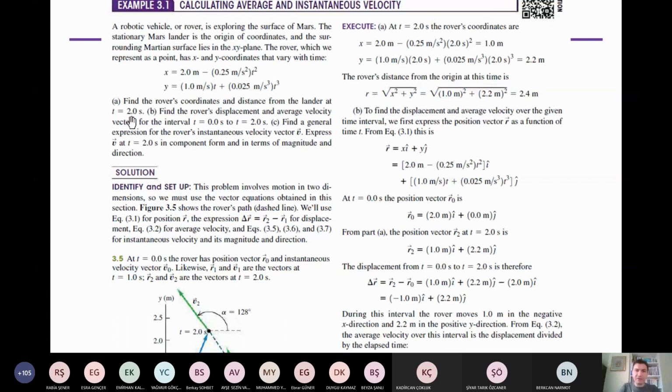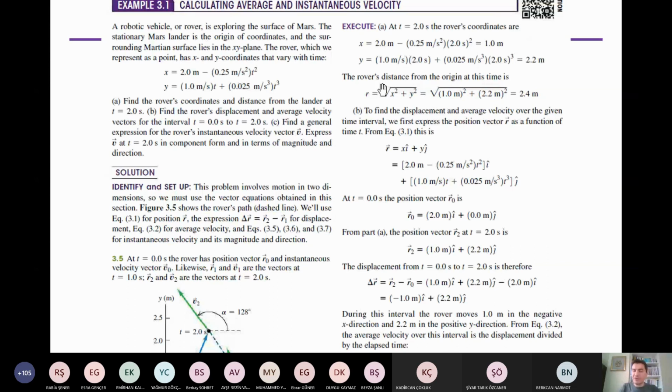So x is given and y is given. Instead of t here, just use 2 seconds. And then the x coordinate is 1 meter and the y coordinate is 2.2 meters. And what about the rover's distance from the origin?